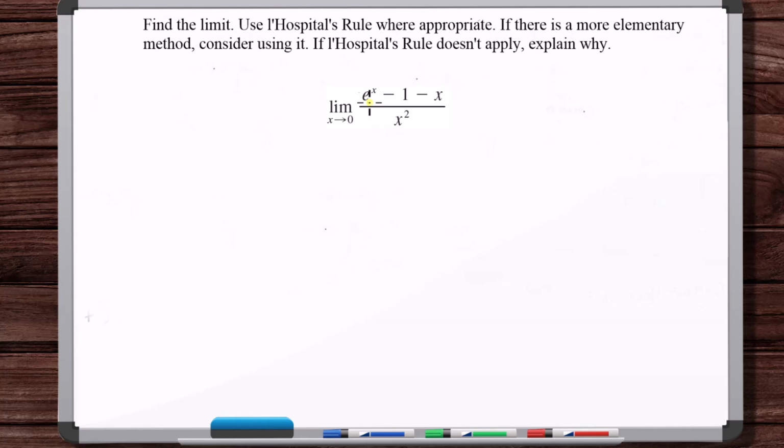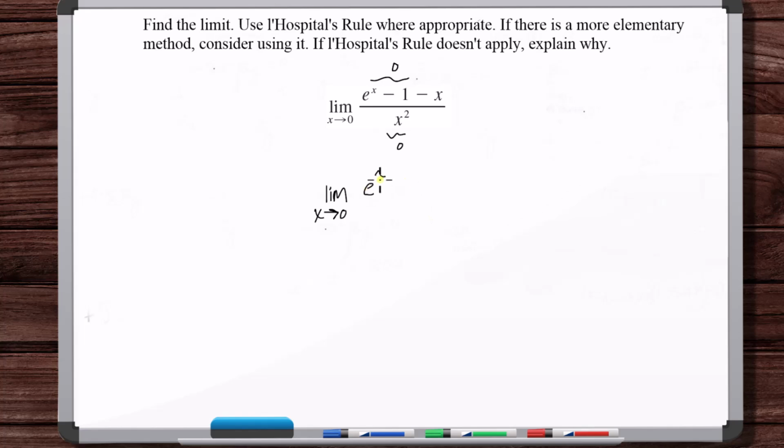All right, let's do a direct plug-in. So you have 0 in the denominator, and then 1 minus 1 minus 0, so 0 in the numerator. This is an indeterminate form of type 0 over 0. I don't see any way to solve this using a more elementary method. So let's try L'Hopital's rule.